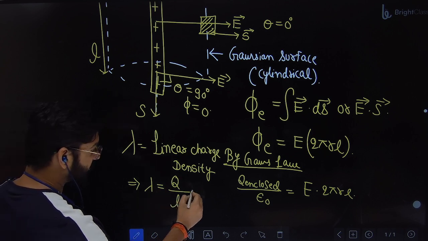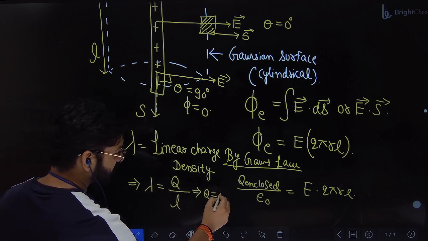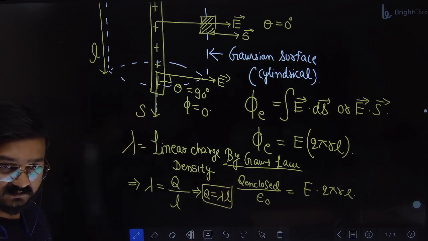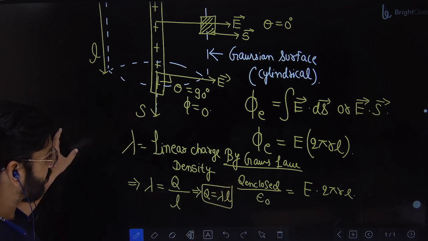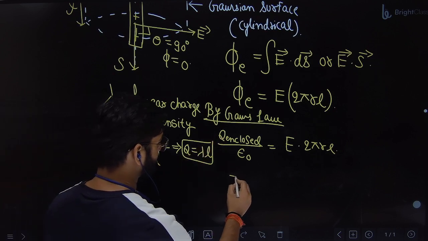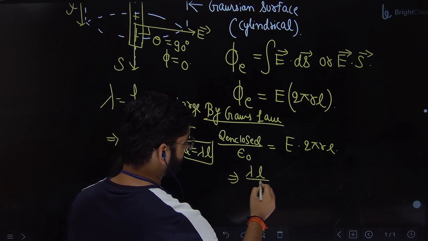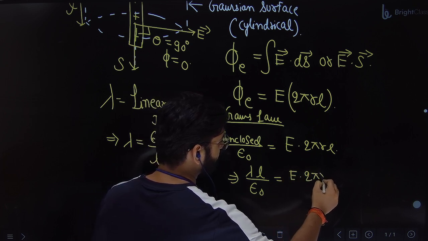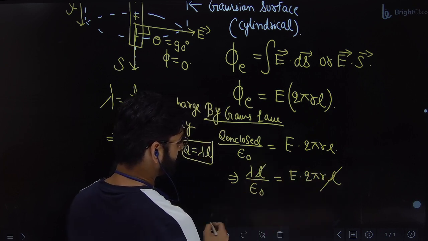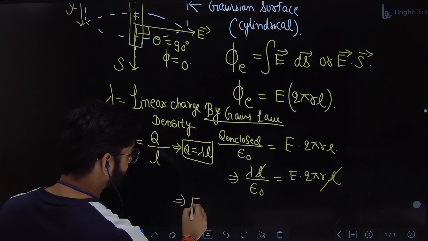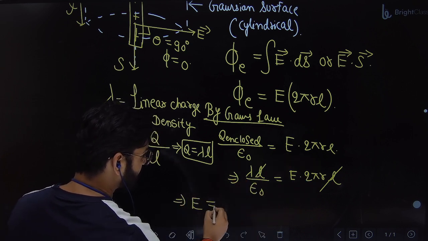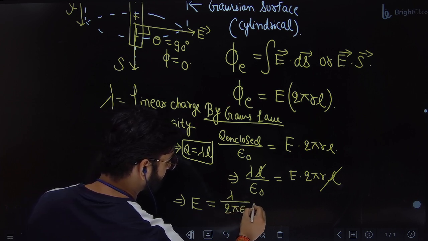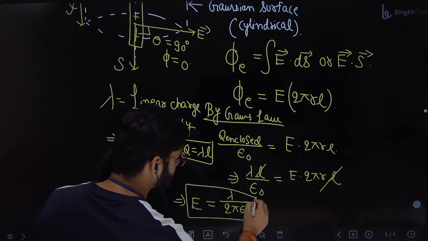So what will charge be equal to? Lambda into length. All clear? Any doubt in this? So charge is lambda into length, giving E into 2 pi RL. What can we cancel? L. So what will your electric field be? Move everything here. Electric field will be lambda by 2 pi epsilon naught R. This is the electric field.